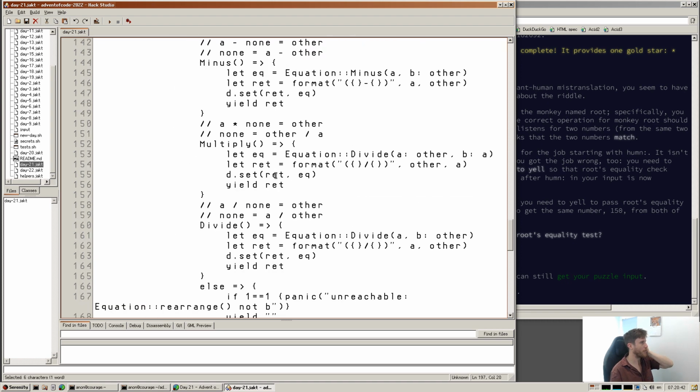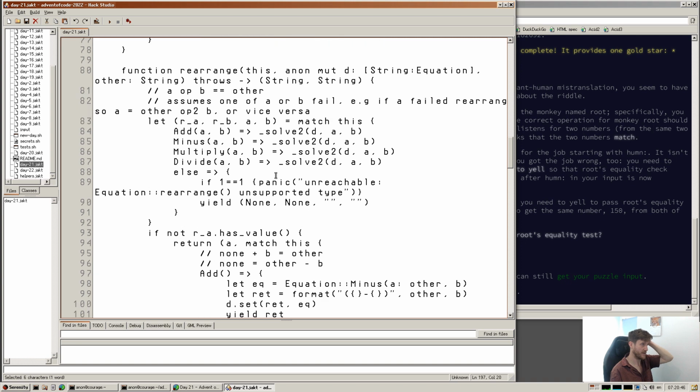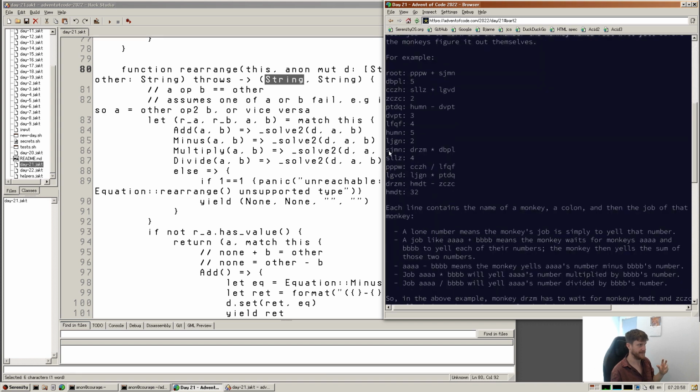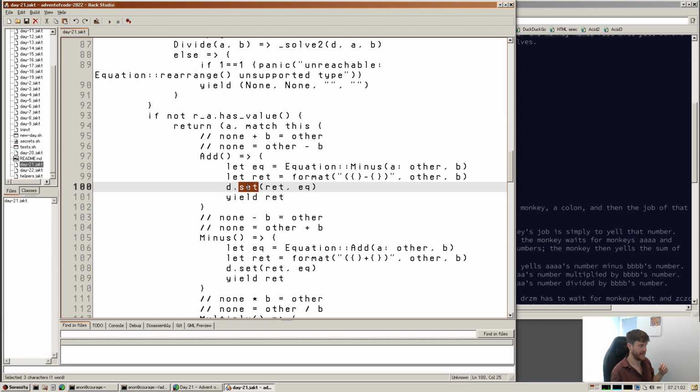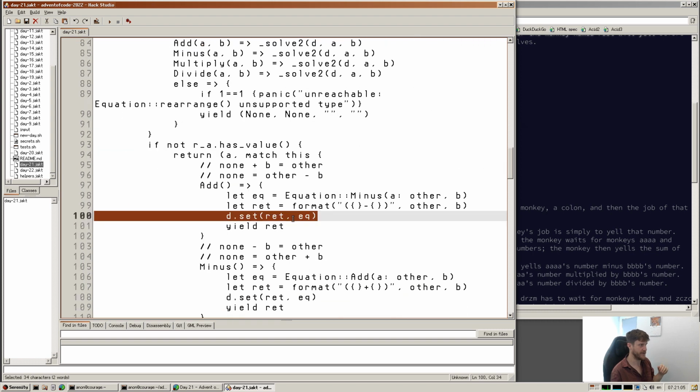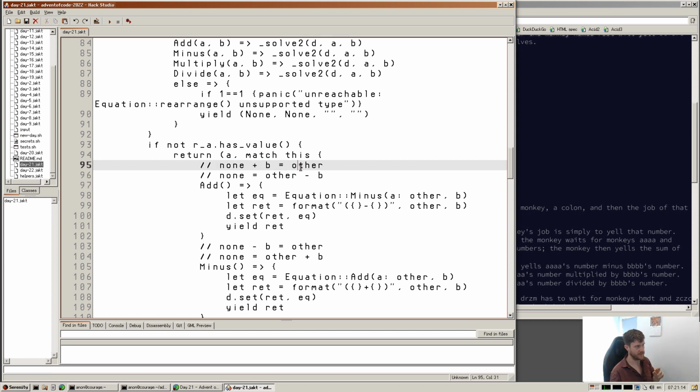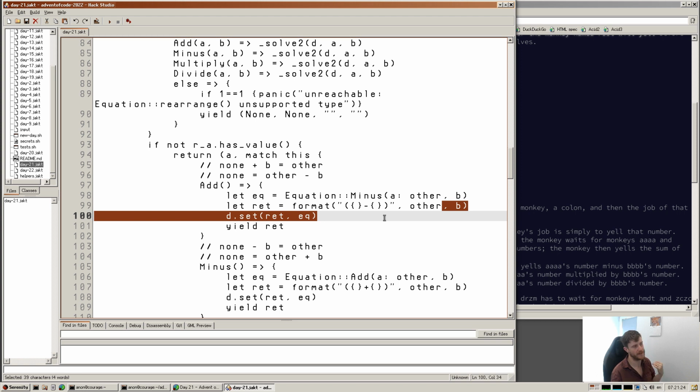And so what rearrange does, which potentially this one, I think, yeah, this one, it returns two strings, and it is going to basically return two new equations that kind of get listed up here. But we also add stuff to the dictionary. So we have the mutable dictionary, and when we rearrange it, so say we had an unknown plus b equals that third thing, we can rearrange that to other minus b. So we just make that equation, and then we store that in the dictionary. So then when we later come to call solve, it will exist.